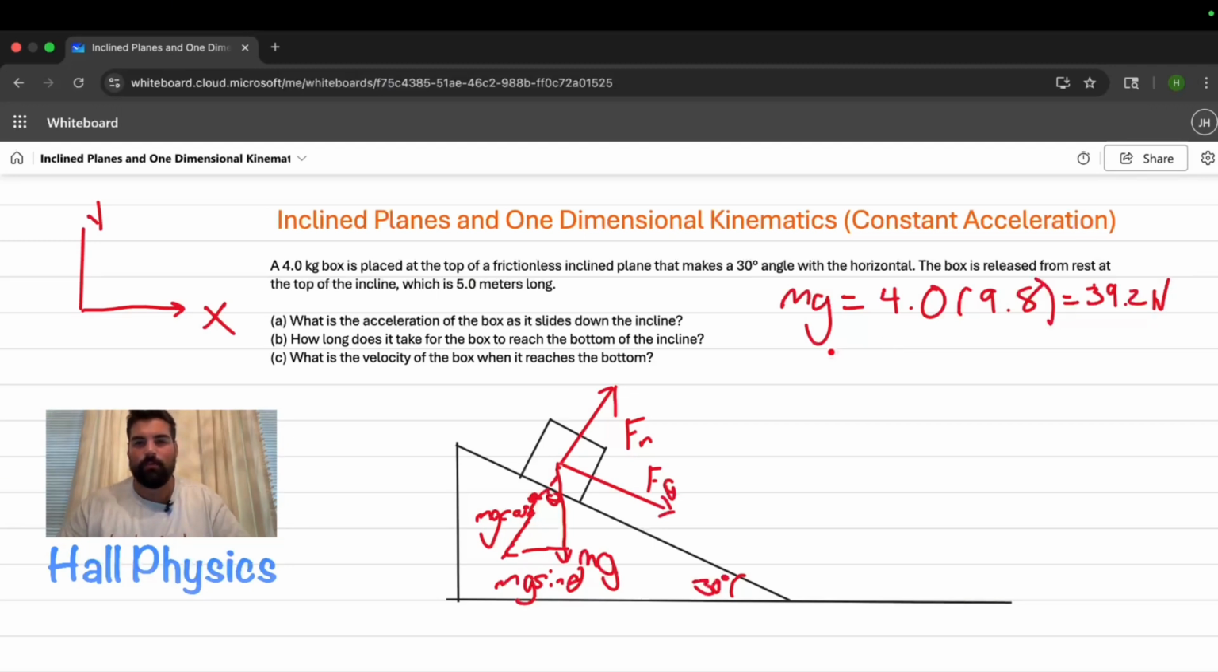Now that we know mg, we can find our normal force as well. Remember, normal force is mg cosine theta. Well, we know mg is 39.2. So 39.2 times cosine of 30 degrees. Okay, and that will give us 19.6 newtons for our normal force.